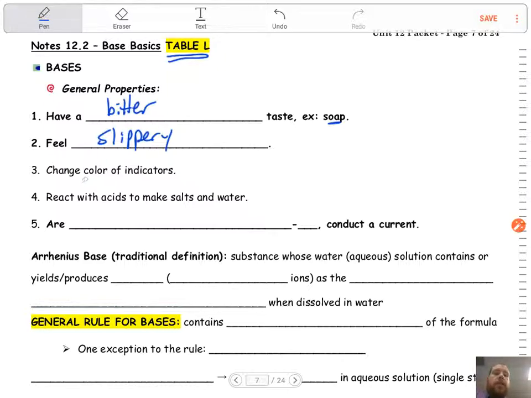Bases also change the color of indicators. When we do our notes on indicators themselves, we'll talk about how they affect different indicators versus acids. They react with acids as well to make salts in water. So again, if you don't know that term, you have to know it. Make a flashcard for the term salt, guys, and on the back explain what that means. We went over that in the last video, so if you still don't know it, go back and rewatch it.